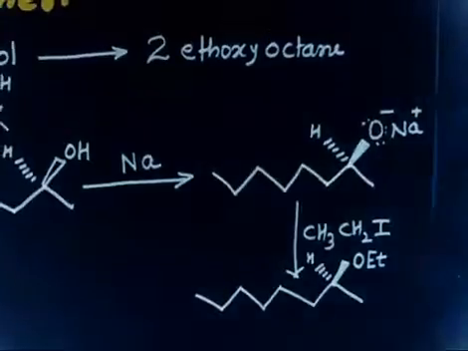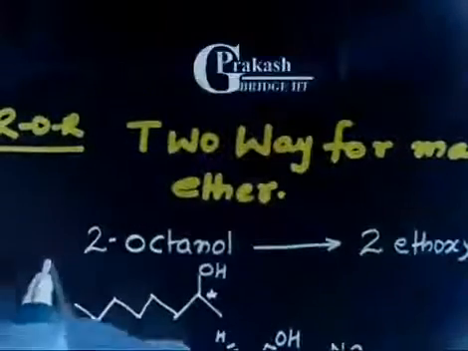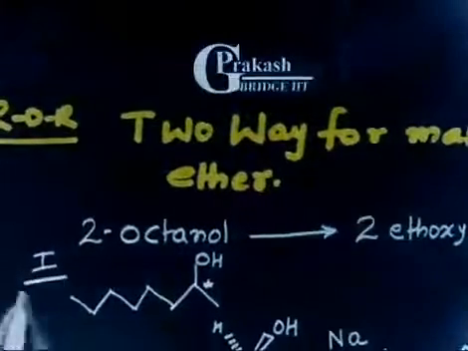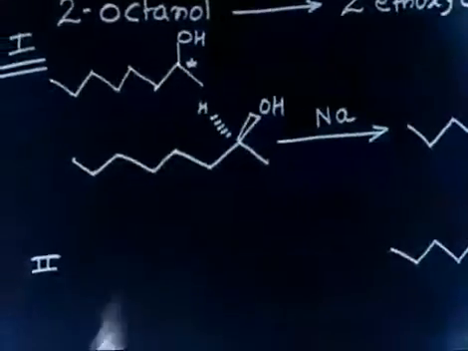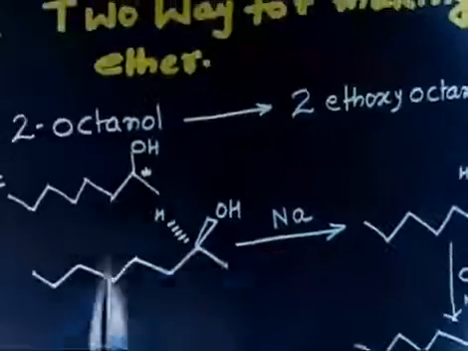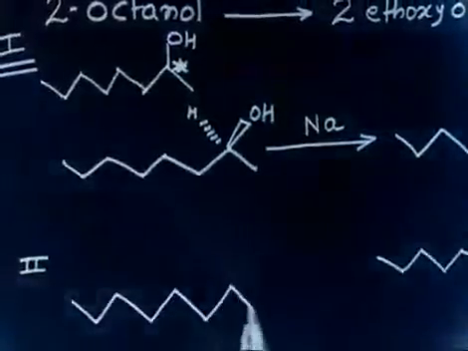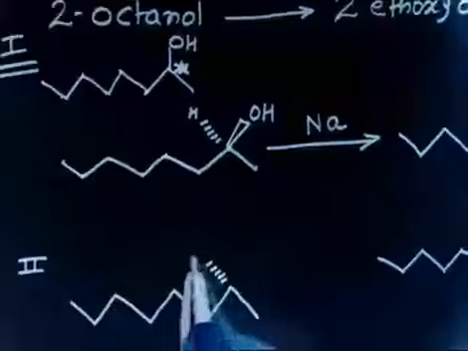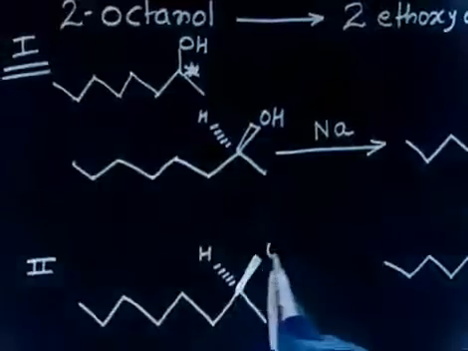Now the B part says this can also be prepared when pure minus 2-octanol is treated with thionyl chloride. Let me call this step 1. So this is the first way of preparing the ether. Now we also have the second way. The question says when this same compound, the same minus isomer, which is optically active, so I will have this isomer, hydrogen in the back side and OH in the front side.